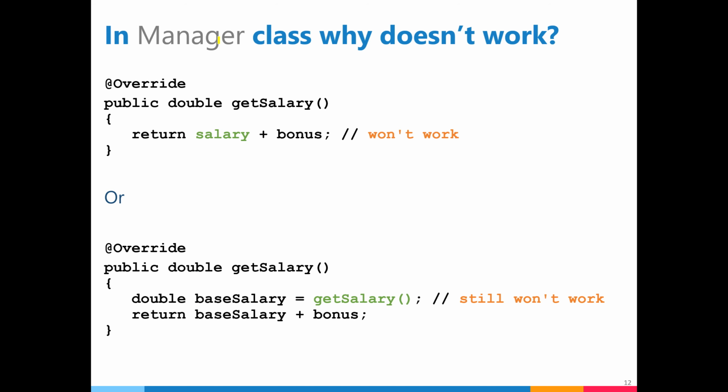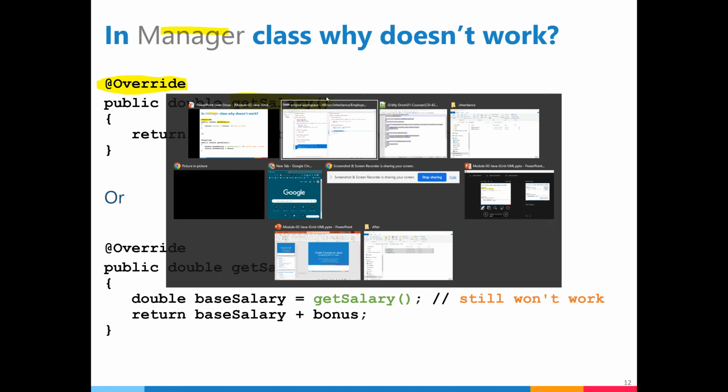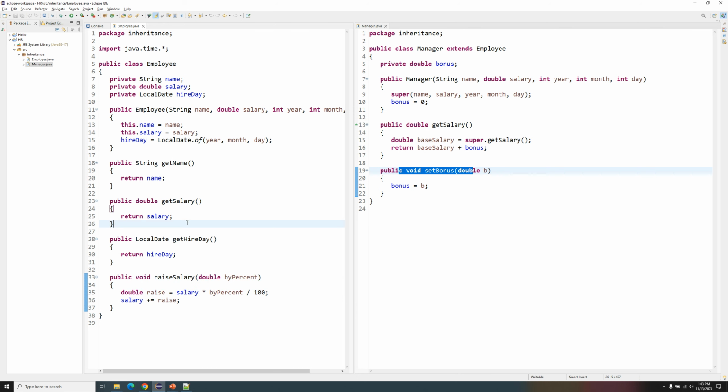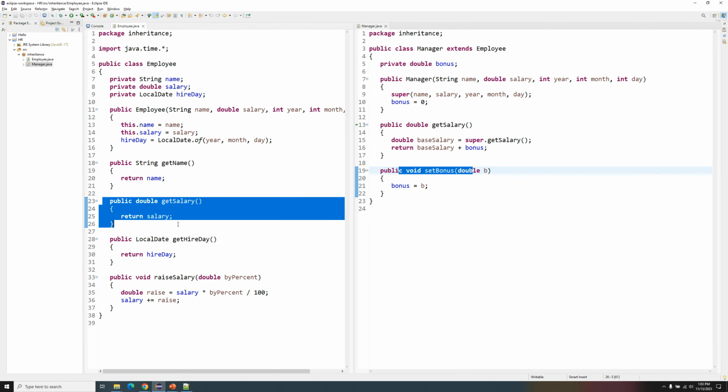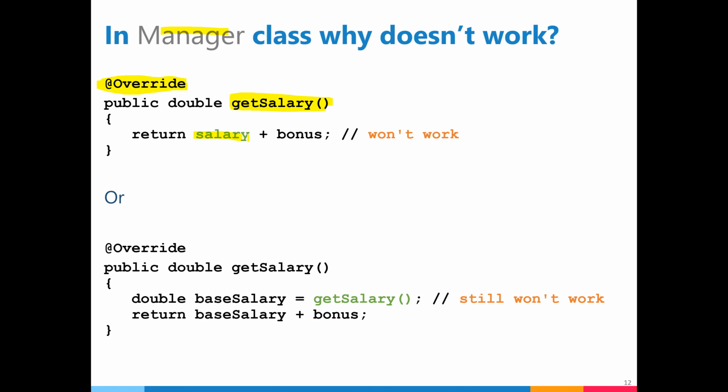So the question is this: in the manager class, why doesn't this code work? And override, we will go about these annotations later on. But let's say we have getSalary. We are going to override it in this one. We are not happy with this because it doesn't have the bonus part in it. So when I do this, salary plus bonus, it doesn't work. If I try getSalary from the parent, because salary doesn't work, this one also still won't work.